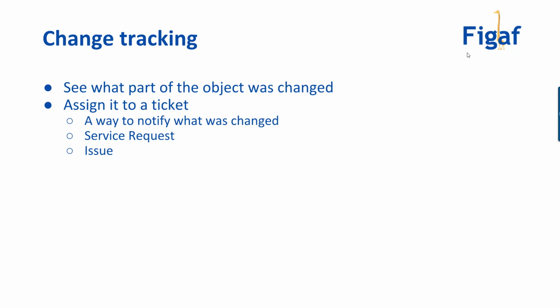What was the specific part of your object that was changed? Was it the iflow? Was it message mappings or a script that was changed with this version? And then you want to assign it to a ticket. So let me show you how this works.